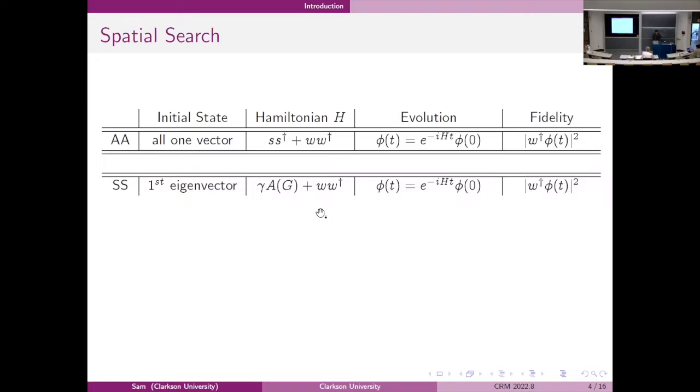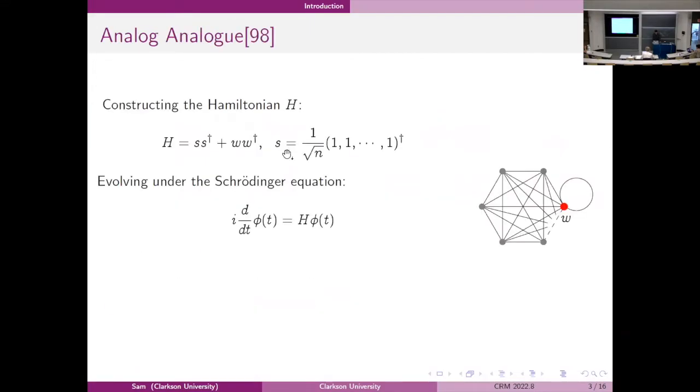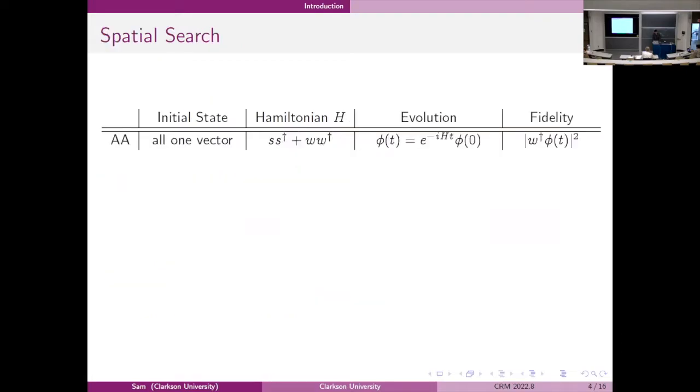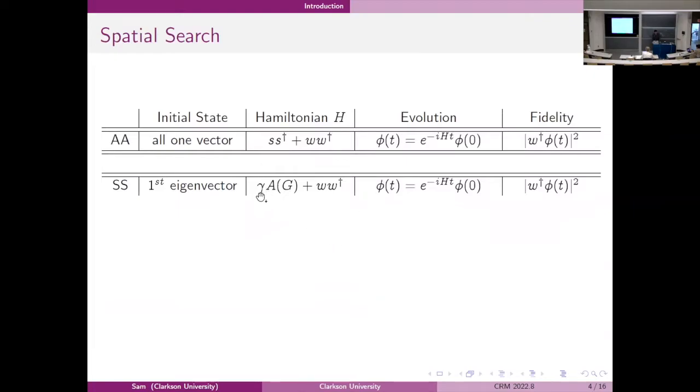And the Hamiltonian for the spatial search would be gamma times the adjacency matrix of the underlying graph plus WW dagger. So there's the self loop. The gamma here is also coming from the SS dagger, because if we go back to the previous slides, we can see this SS dagger is 1 over n times the all-ones matrix. So that is actually the adjacency matrix multiplied by a constant factor. That factor can be generalized to be a gamma. We have no idea what this gamma is yet, but we will keep it in the model.